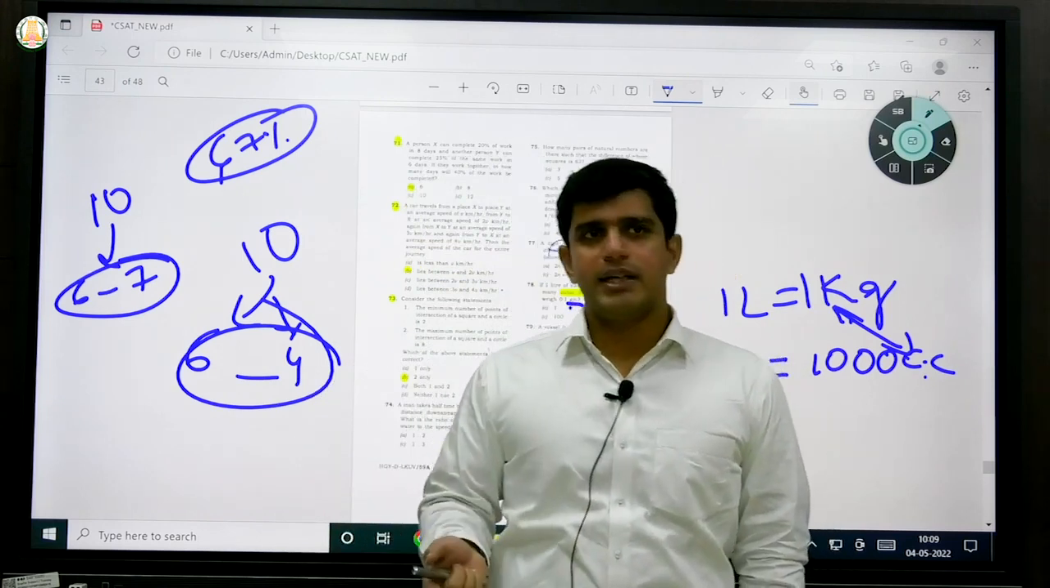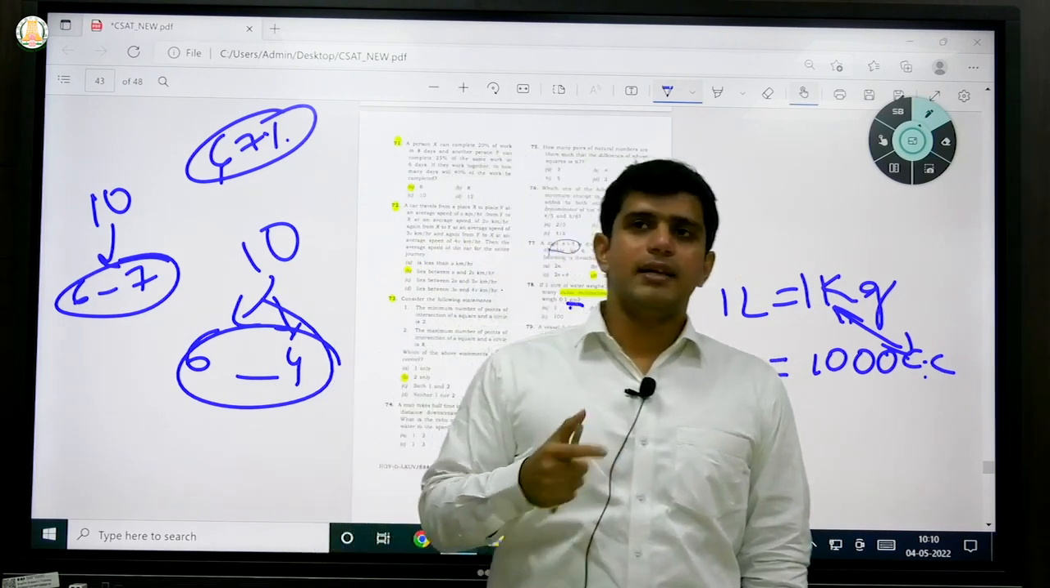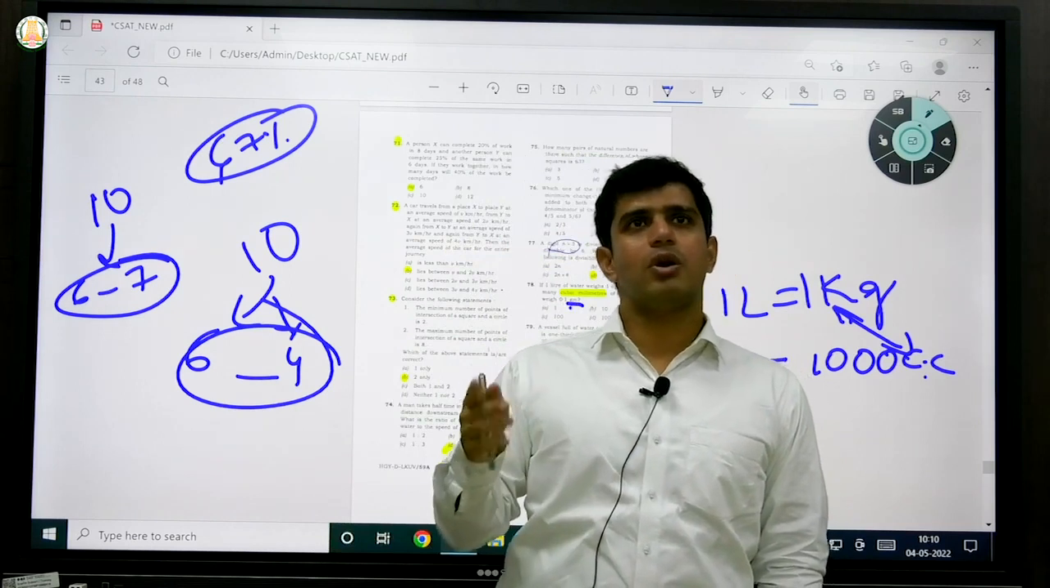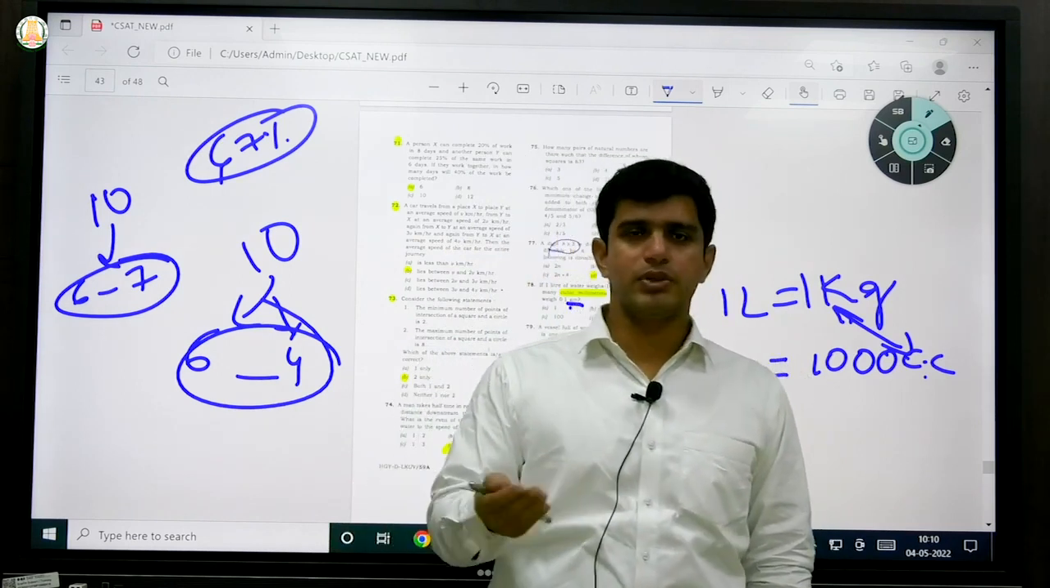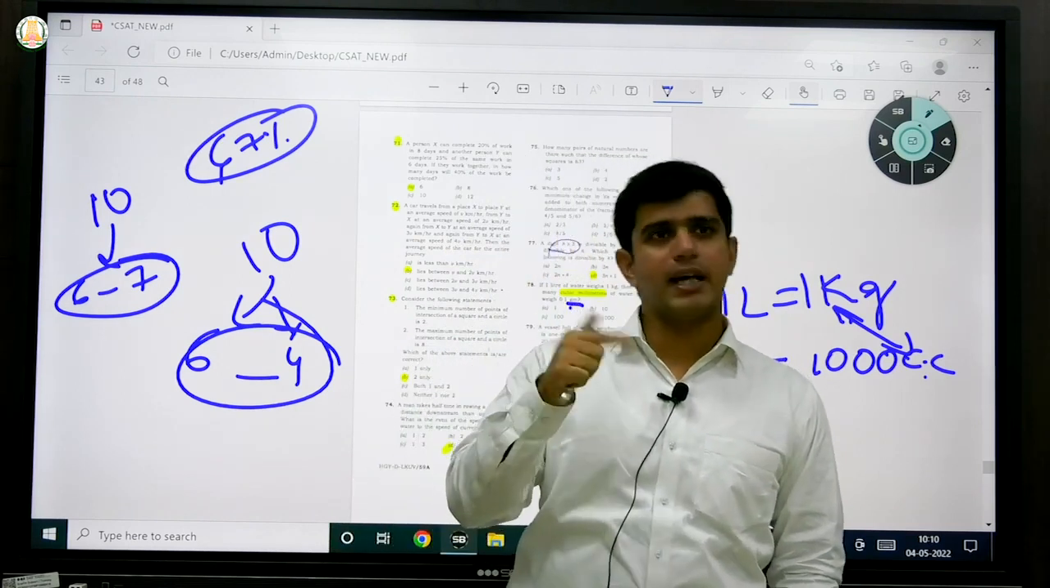Then I could clear the 2018 forestry prelims also. Then I gave mains for both exams. I got an interview call for both forestry and civil.